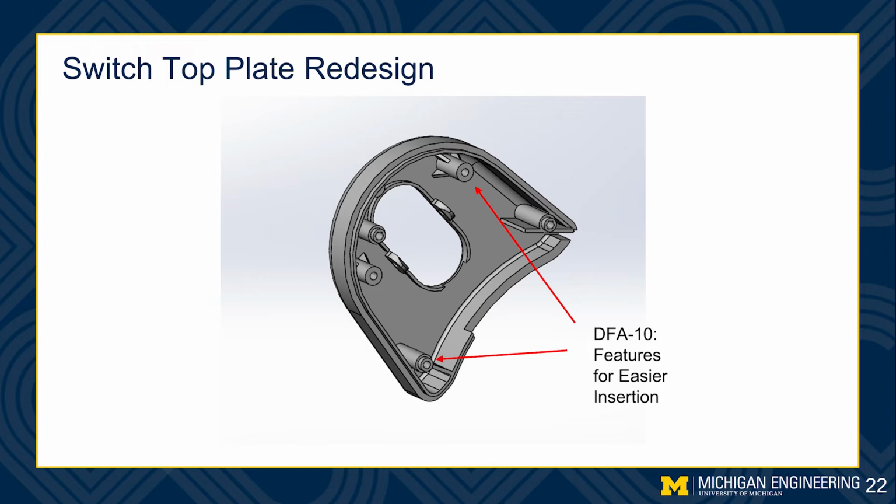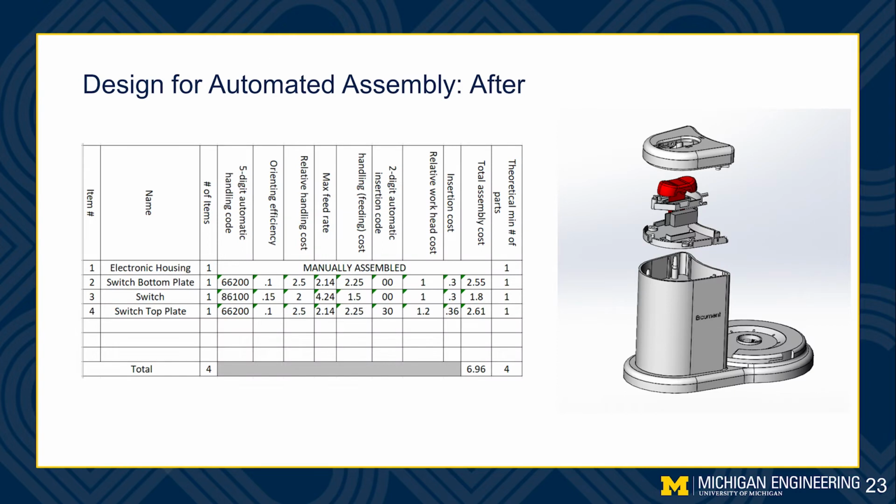The third feature were additional bores on the underside of the top plate. These coincide with the redesign of the electronic housing to simplify the insertion of the top plate. The second feature was an addition on the bottom plate, which is a pocket in the shape of the electronic switch. This will allow the switch to be easily inserted, as well as keep it steady after insertion.